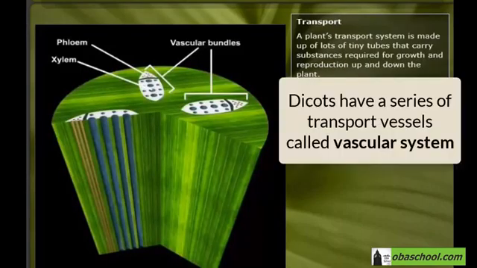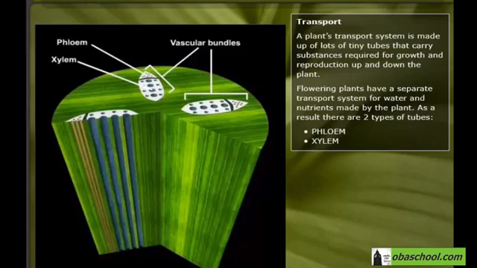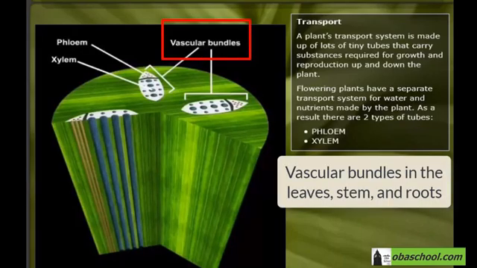Dicotyledonous plants have a series of transport vessels running through the stem, roots, and leaves. This is known as the vascular system. In herbaceous dicots, this is made up of two main types of transport vessels, the xylem and the phloem, as shown in the picture. These transport tissues are arranged together in vascular bundles in the leaves, stems, and roots.